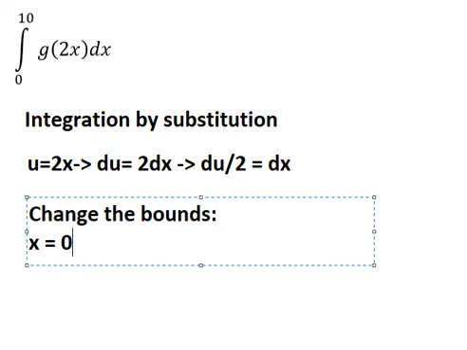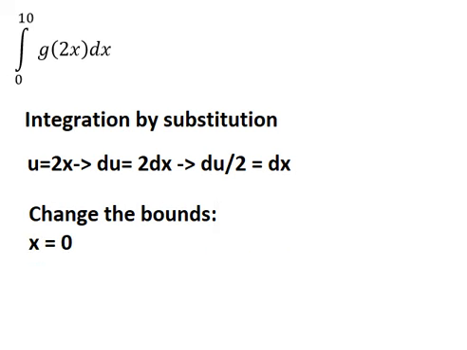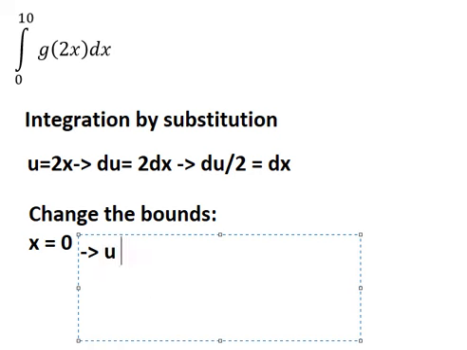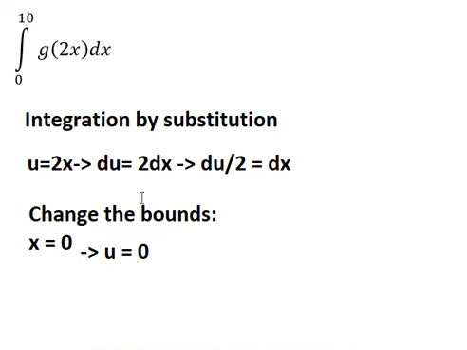When x equals 0, from here, we have u equals 0, because we put the value of x equals 0 in here, so we can find the value of u. That's why we have u equals 0. When x equals 10, from here, we put 10 in here, and we have u equals 20.